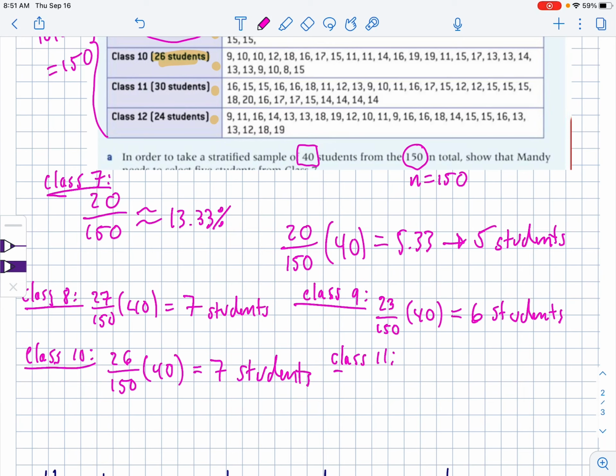And then class 11 is 30 divided by 150, times 40. It was 0.2, so 0.2 times the 40 is 8. There should be 8 kids from that. So each time you're just taking the number of students, dividing it by the total number of students, and multiplying by your desired sample, which is 40. Last one, class 12, 24 divided by 150 times 40. It was 16%, so that's 6.4. I guess we'll round that down to 6 students.